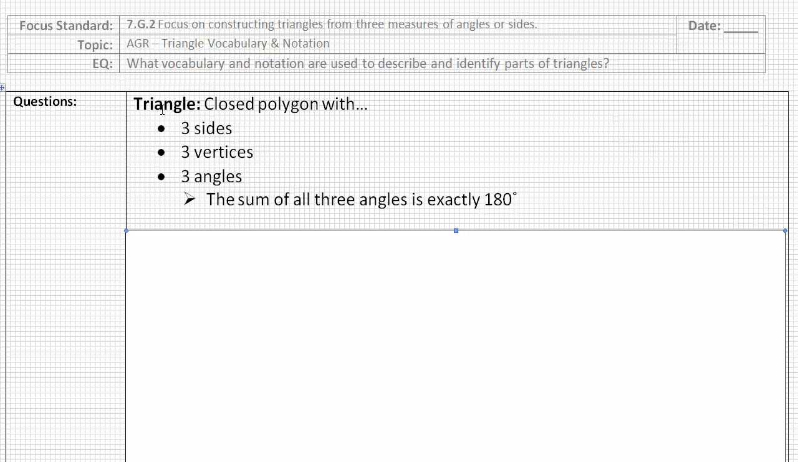Now we all know a triangle is a closed polygon with 3 sides, 3 vertices, and 3 angles. It is important to note that the sum of all 3 angles is exactly 180 degrees. So with this in mind, and please copy this in, we're going to look at how to identify and describe with proper vocabulary and notation these parts of a triangle.